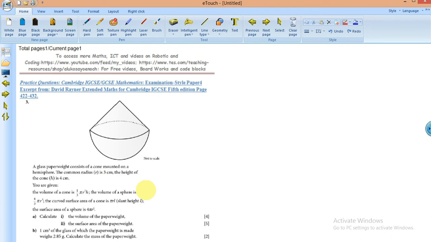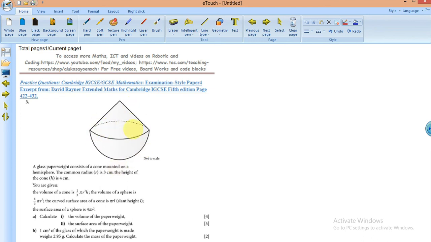The glass paper weight consists of a cone mounted on a hemisphere. The common radius is 3 cm. The height of the cone is 4 cm. Given the volume of the cone is 1 over 3 pi r squared h, and the volume of a sphere is 4 over 3 pi r cubed, and the curved area of the cone is pi r l, where l is the slant height, and the surface area of the sphere is 4 pi r squared. Calculate the volume of the paper weight.